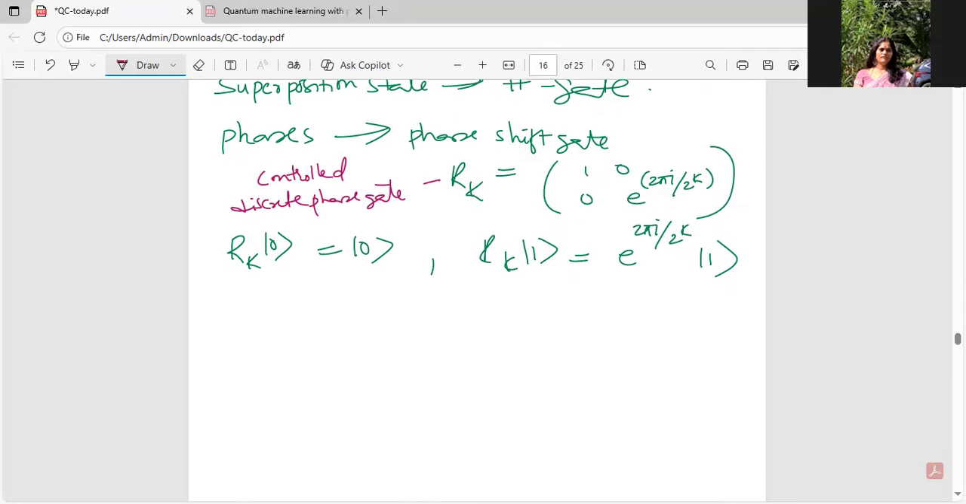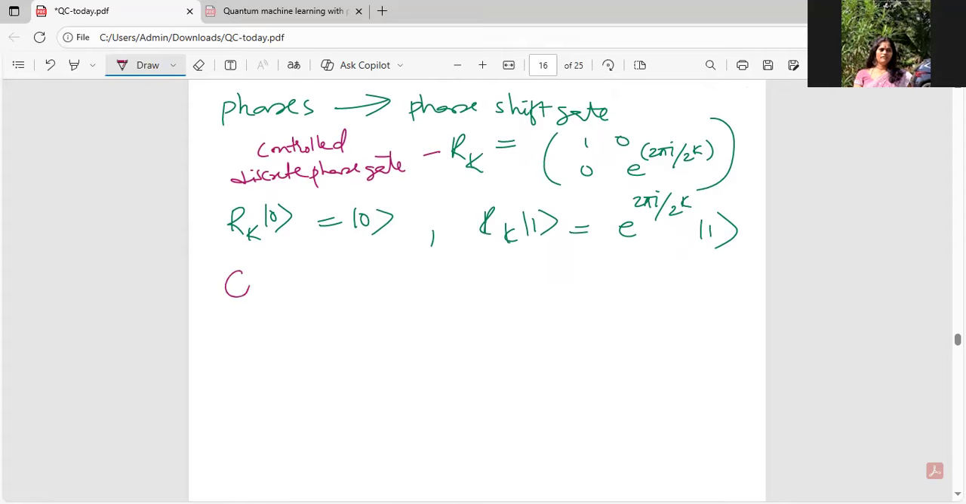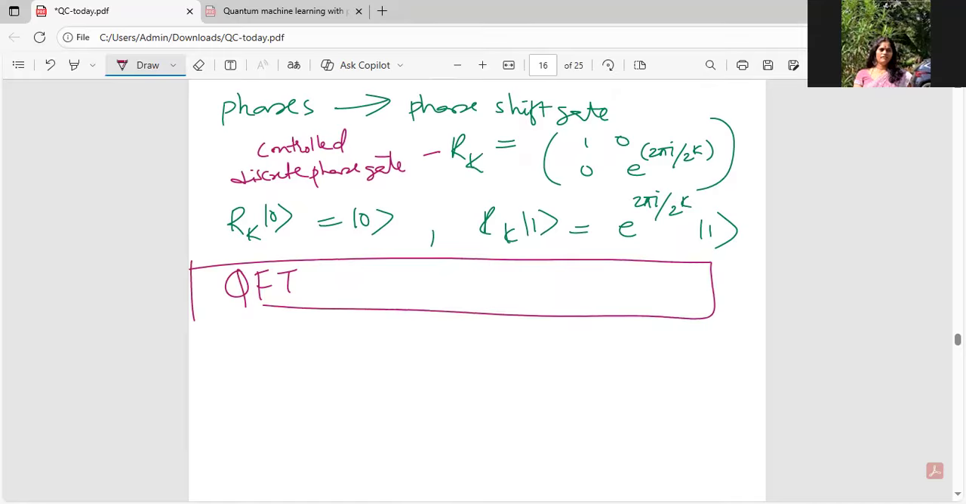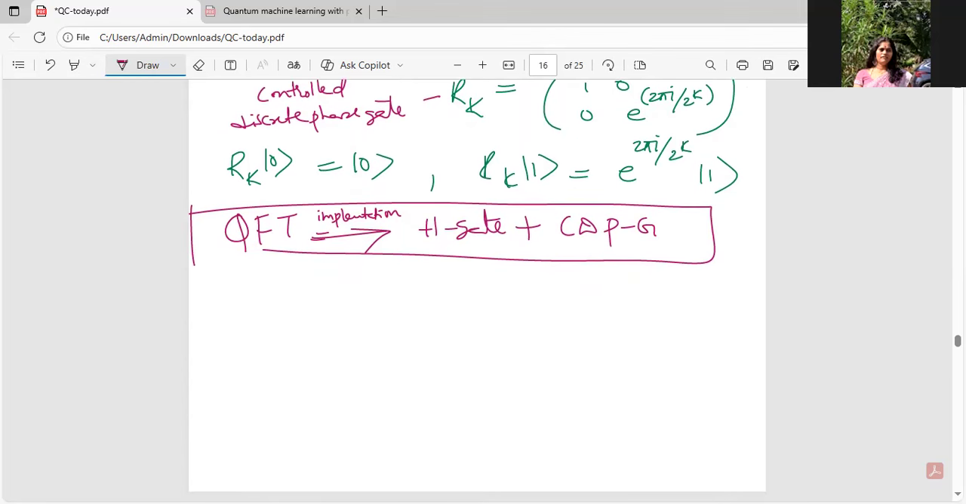Okay. So I'll write here quantum Fourier transform. Highlight this. If you understand this, quantum Fourier transform is done. Quantum Fourier transform implementation is done using the Hadamard gate, H gate, plus the controlled discrete phase gate, guys. I'm not writing the whole thing, just to save time.